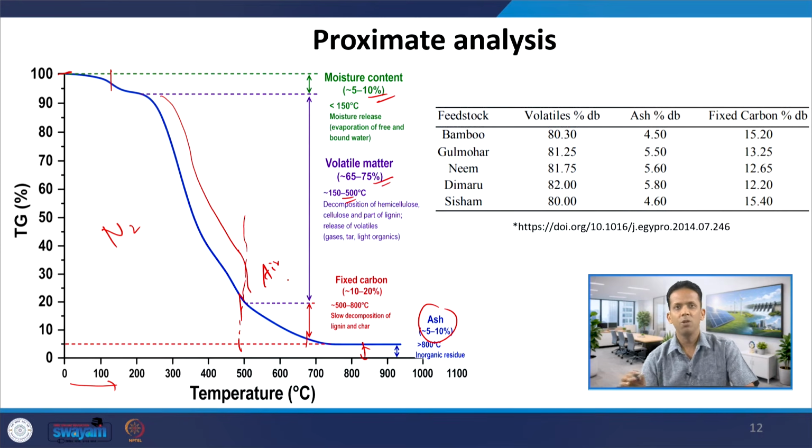This table shows proximate analysis of some of the species found in India like bamboo, gulmohar, and neem, and you can see most of the biomass has high volatile percent, around 80%, ash in the range of 4 to 5%, and fixed carbon in the range of 12 to 15%.